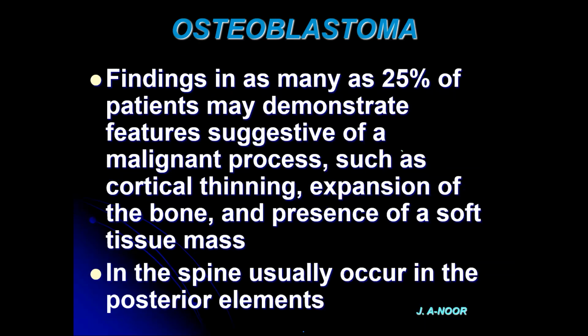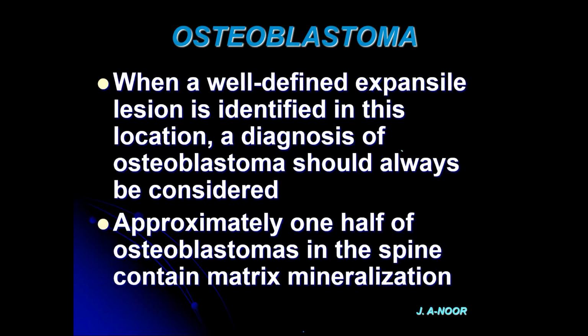Findings in as many as 25% of the patients may demonstrate features suggestive of a malignant process, such as cortical thinning, expansion of the bone, and the presence of a soft tissue mass. In the spine, it usually occurs in the posterior elements. It occurs in the pedicles and extends forward into the vertebral body. When a well-defined expansile lesion is identified in this location, a diagnosis of osteoblastoma should always be considered.